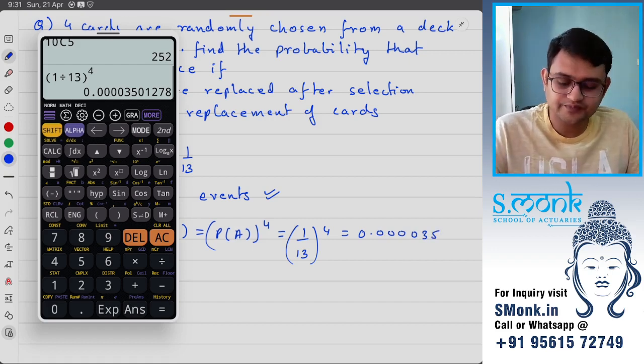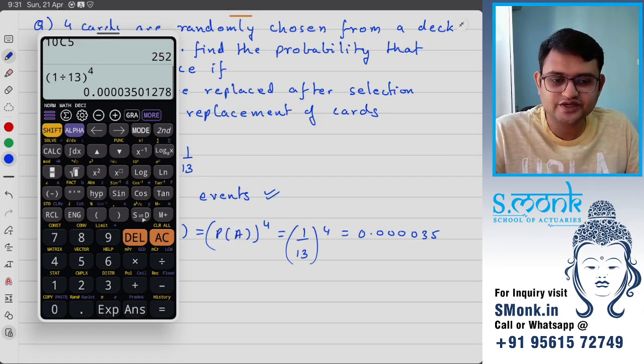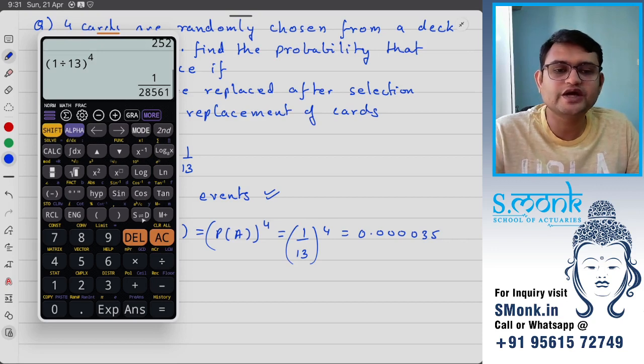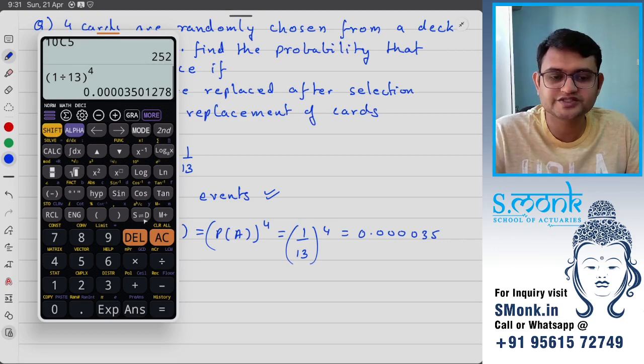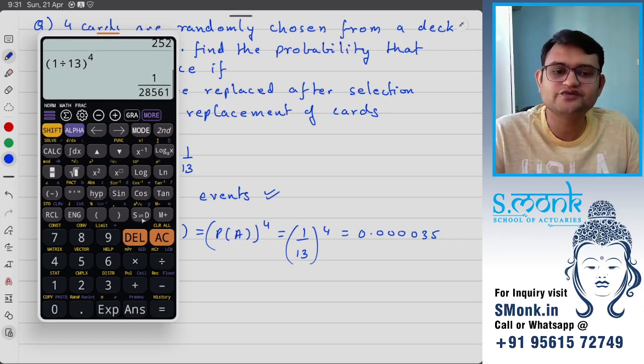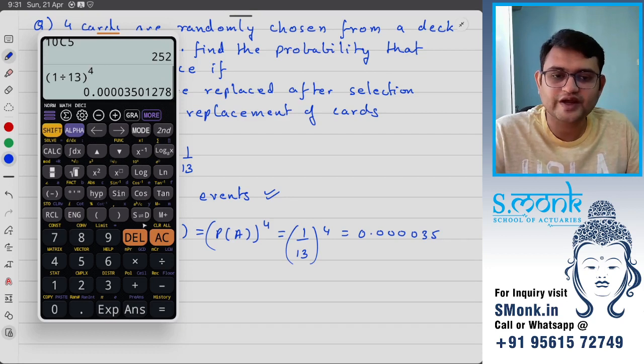Now one more thing, there is a button called S-D. You can see here there is a button above delete, S-D. This button is used to convert your answer from decimal to fraction. Now you can see I clicked it and it went to fraction. I can click it again, it will go to decimal. So it converts your answer from decimal to fraction or fraction to decimal.